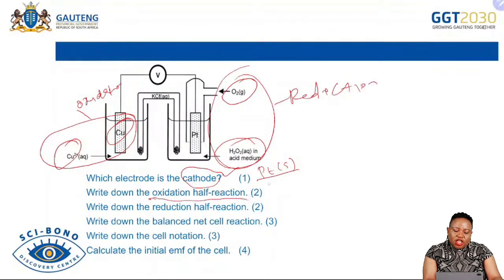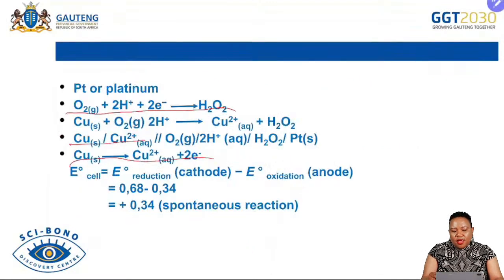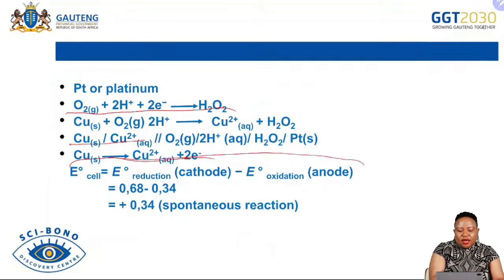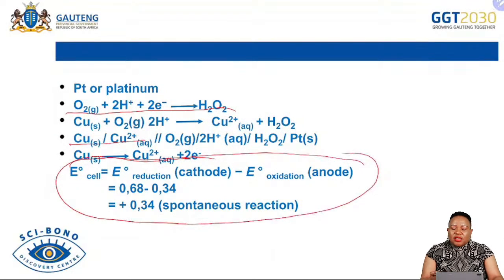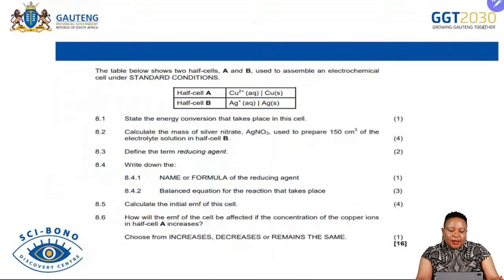And then our oxidation is going to be this one of copper going to copper 2 plus and 2 electrons. And then our reduction, of course, is going to be that one of oxygen, our overall or balanced cell, our cell notation, and also our EMF. So all these are the responses to what was asked on the previous slide. This is just a practice to assist you to understand what a galvanic cell is and how you can answer questions on a galvanic cell.